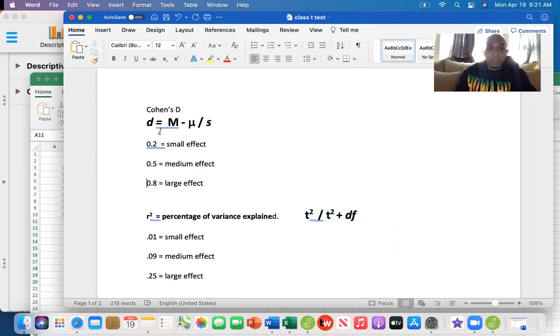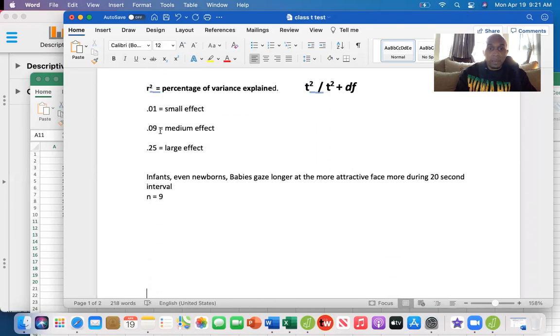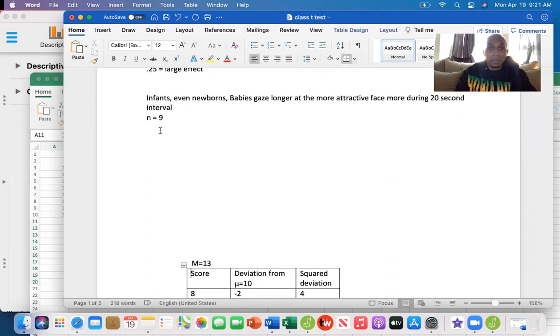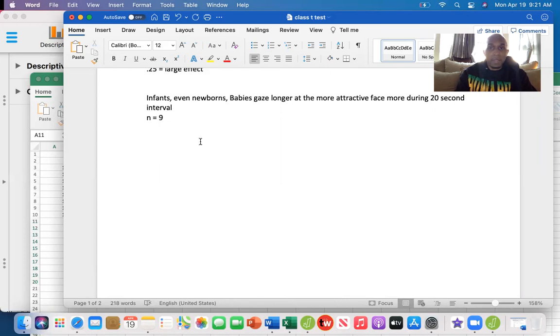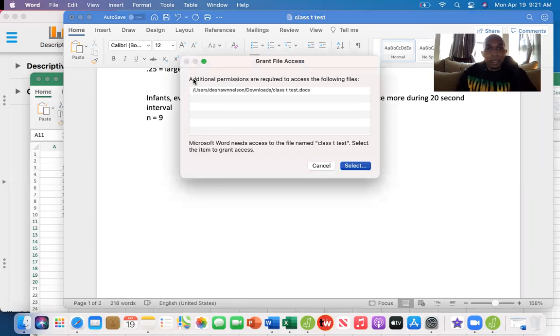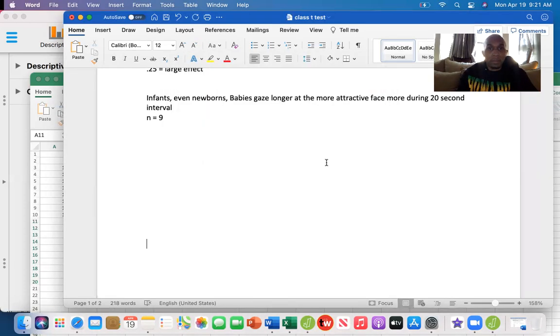Okay, so let's look at this example. Let me hit this so you're not confused. Infants, even newborns, are going to gaze longer at the more attractive face during a 20-second interval.